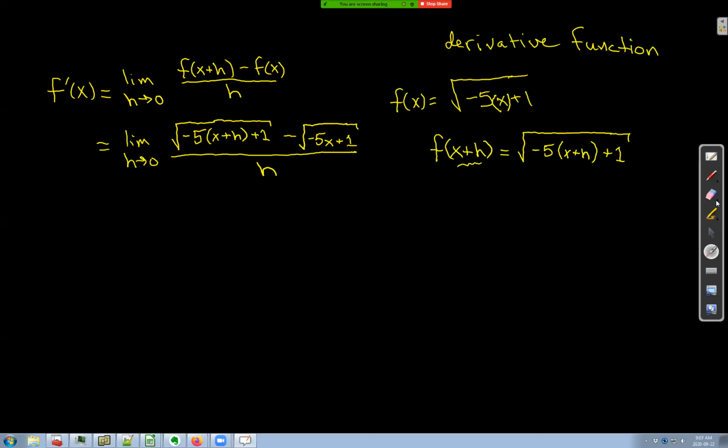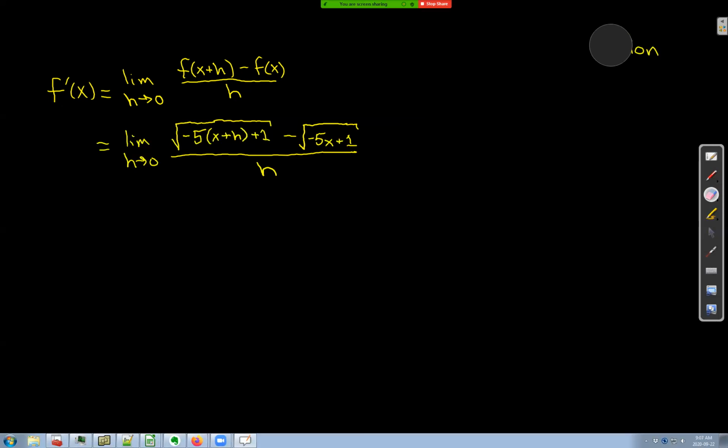So let's get rid of all of this, because I'm probably going to need lots of space. This is definitely not an easy limit to compute. First let's just check. We should always do the easy thing first. So try the easy thing, and the easy thing is to plug in h as 0.